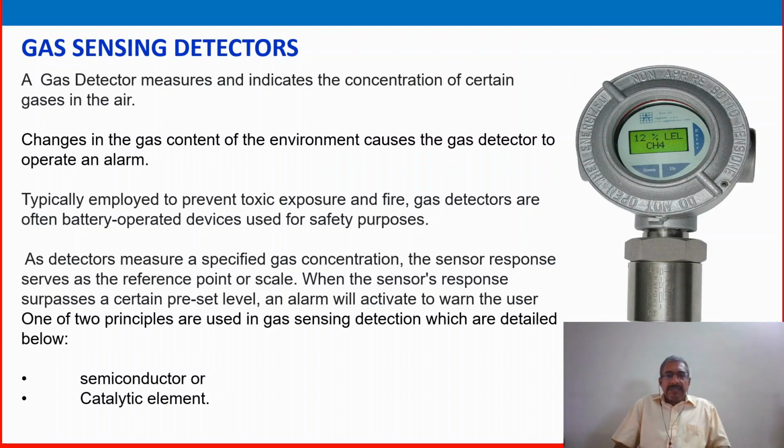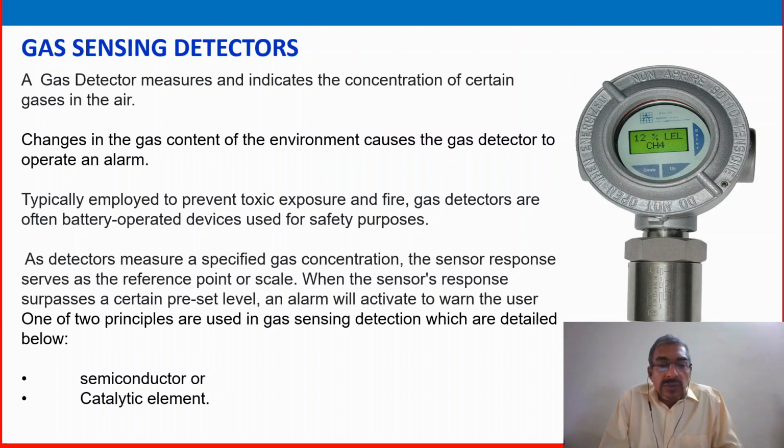As detectors measure a specific gas concentration, the sensor response serves as the reference point of scale. That means now there is no gas leak, so it will read as 0% level of hydrocarbon leak. When the leak starts, like 1% in air or 2% in air or 0.5% in air, the set level we can calibrate on the sensor and create an alarm. When the sensor response surpasses a certain preset level, an alarm will activate to warn the user, or it can create automatic shutdown activities.